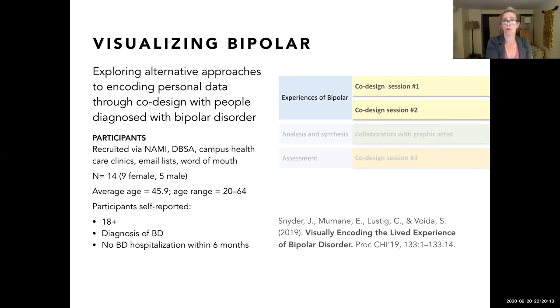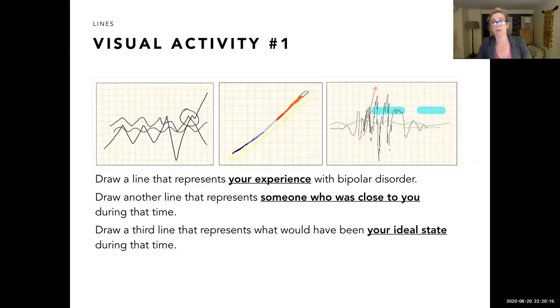So now I'll review the 2 drawing activities that produce the data for the visual analysis. All drawing activities used an iPad Pro and Apple Stylus. Audio and screen recordings were captured. For the first activity, participants drew a single line to represent their experiences with bipolar. They were then asked to add a second line to represent someone close to them during that time. Last, participants added a third line that represented what they would have considered an ideal state during that period.